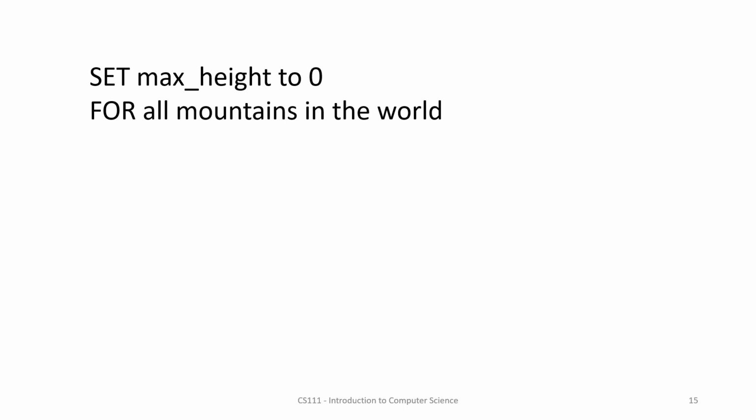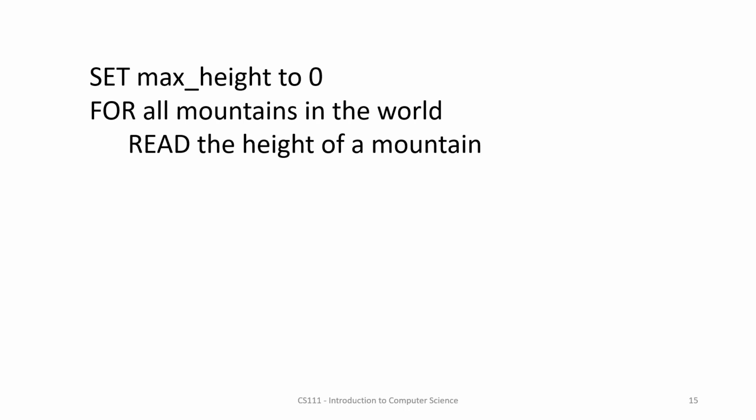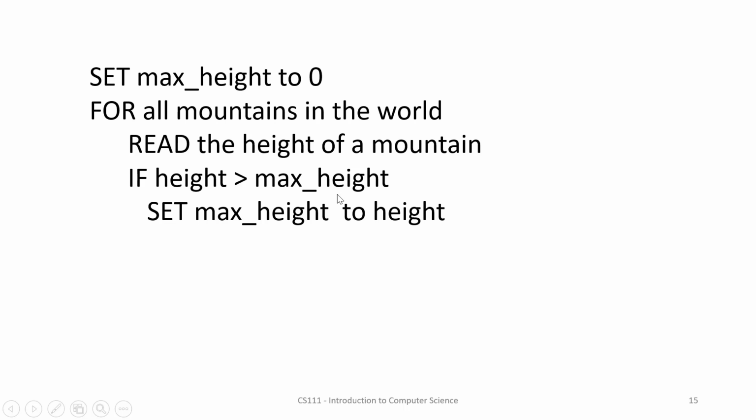Then we say for all mountains in the world. In this case, we use a for loop because we know the total number of mountains in the world in advance. We don't need to use a while loop. We just use for all mountains in the world. Then we read the height of a mountain, and then we compare the height of the mountain to max height. The reason that we set the max height to 0 is because we need to have something to compare. If you don't have this statement, then this would throw an error message.